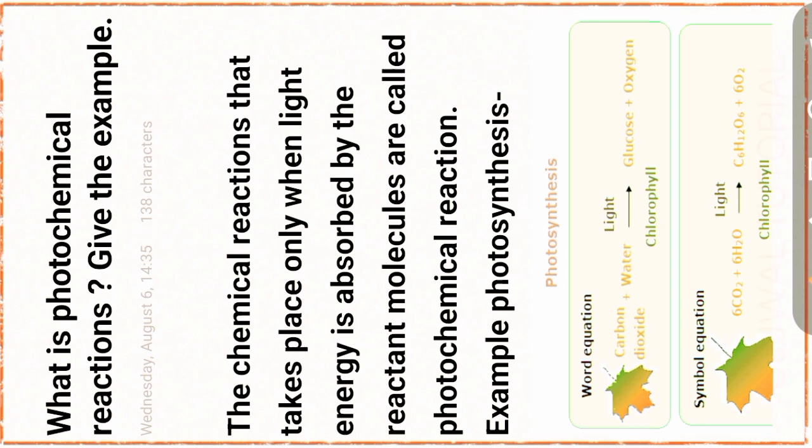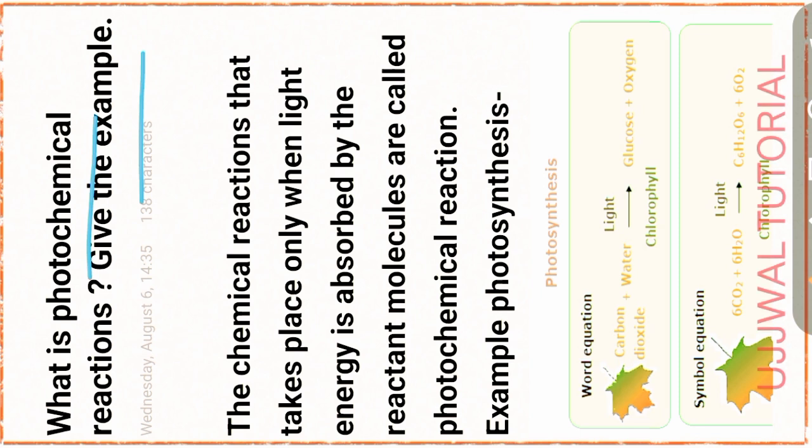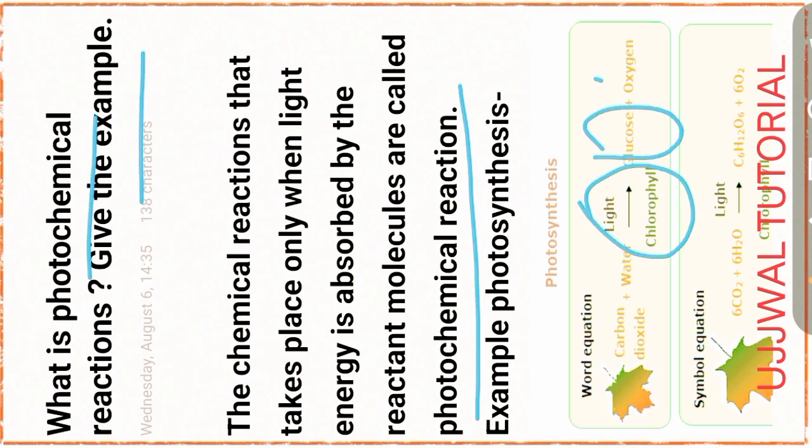Okay. Now discuss what is photochemical reaction. Give the example. The chemical reactions that take place only when light energy is absorbed by the reactant molecules are called photochemical reactions. For example, photosynthesis. Okay, this is a type of photochemical reaction. Carbon dioxide reacts with water in the presence of light and chlorophyll to form glucose and oxygen.